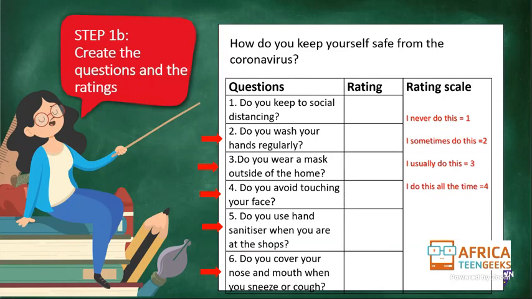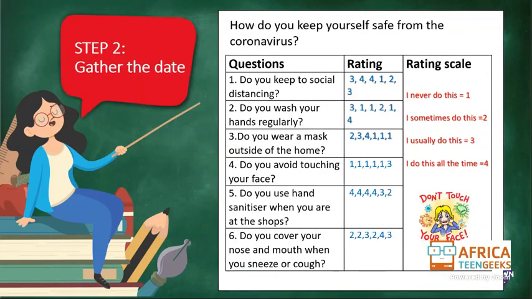Good. So now if I was carrying out the survey, I would choose, say, 6 people or 4 people or whatever. You can't ask everybody. And then I would write their answers in that middle box that says rating. So say I've asked 6 of you, and these are your answers. Do you keep to social distancing? And some answered 3, some answered 4, some answered 1.